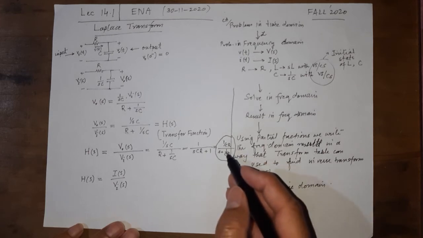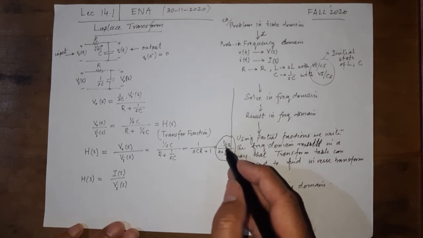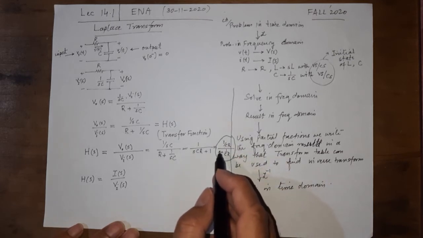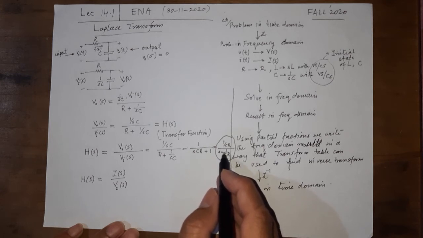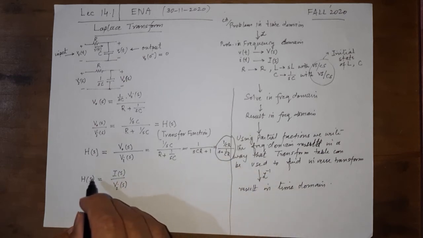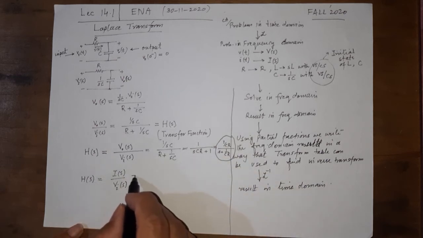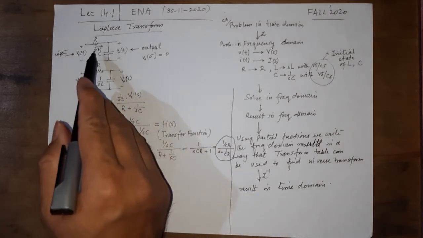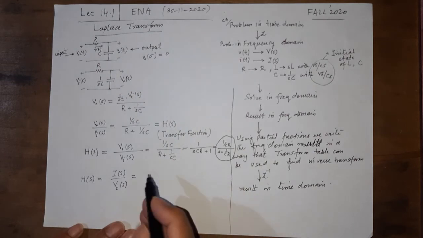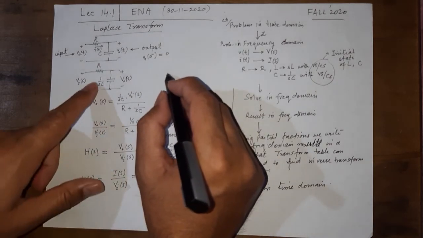So let us try to always come up with expressions in this form: wherever there is S in the numerator or the denominator, we have these first order terms with s plus something, and this coefficient must be 1. So if we are interested in the current divided by voltage, we can easily see that this I would be equal to, let me just write it here first.